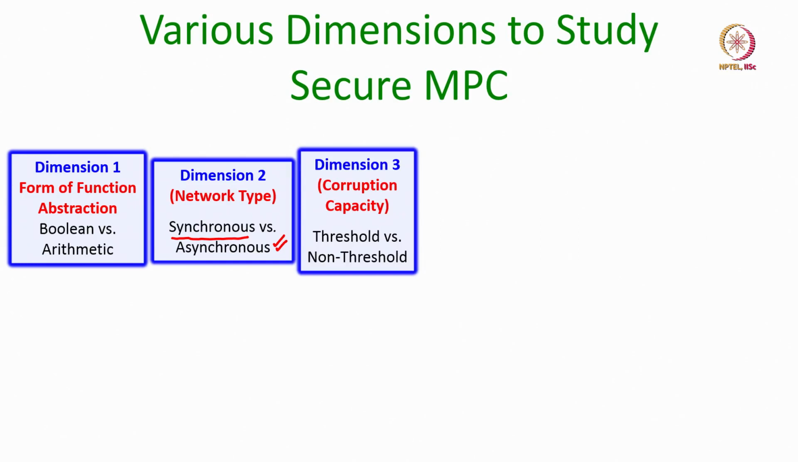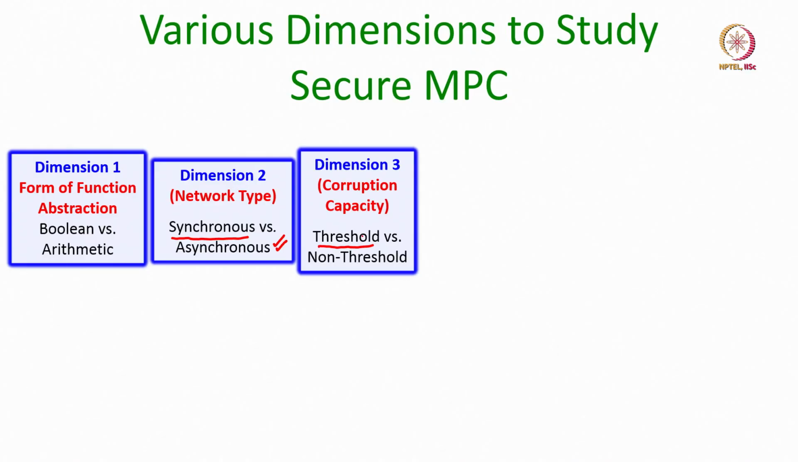The third dimension is based on the corruption capacity. Remember, we are assuming that the parties are mutually distrusting, and to model the distrust in the system, we assume that we have a centralized adversary who can control a subset of the parties. There are two ways by which we can model the subset, or the cardinality of the subset, of the parties which can be controlled by the adversary.